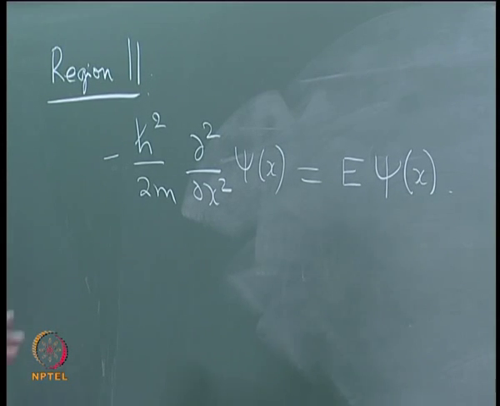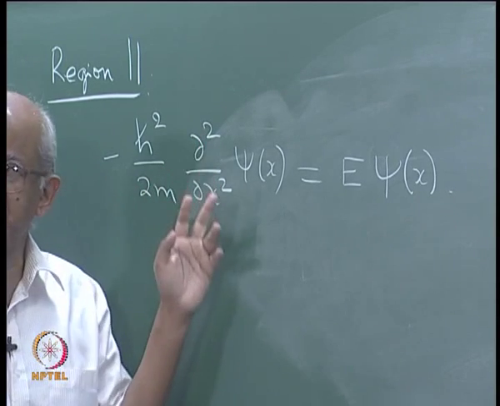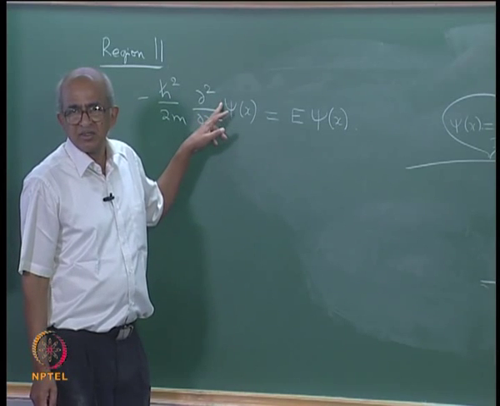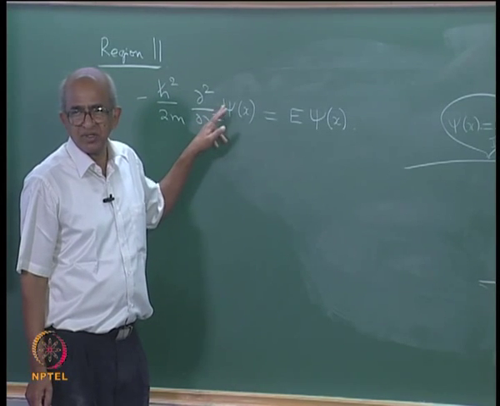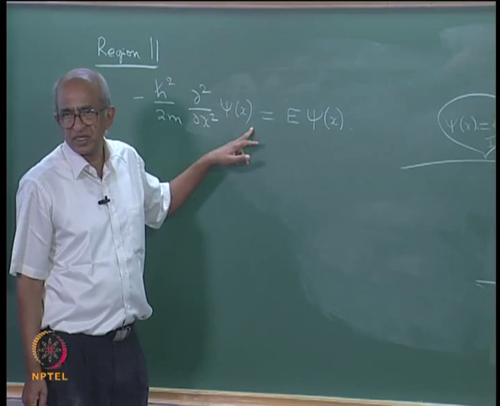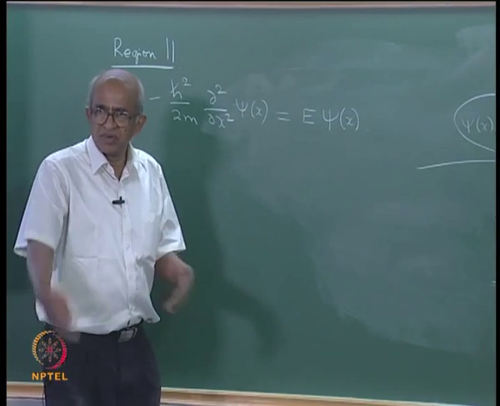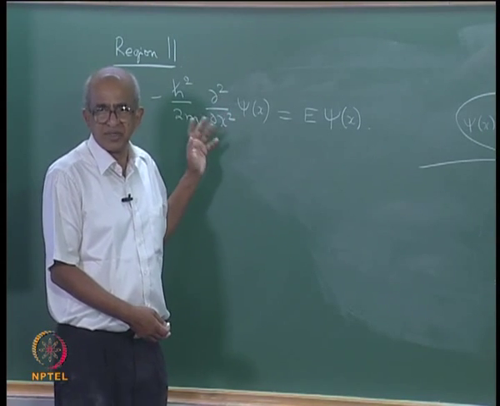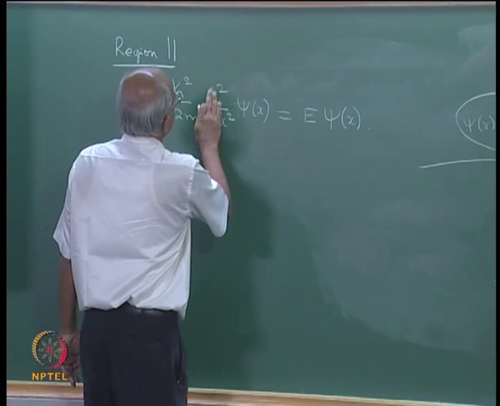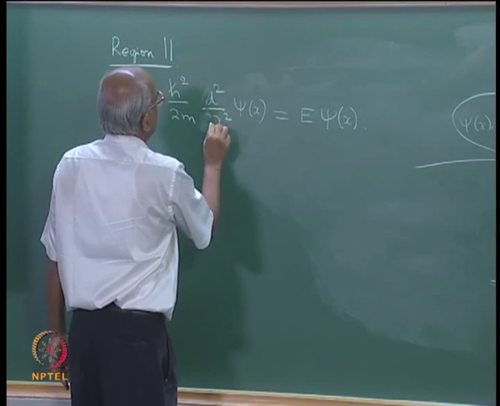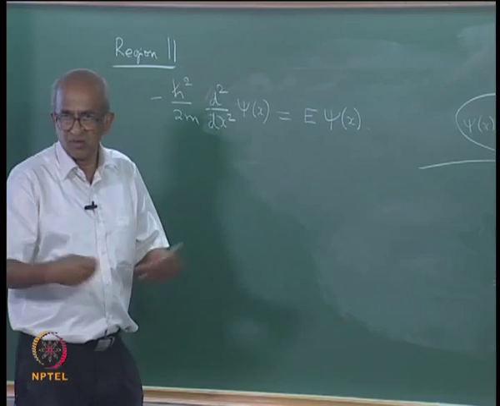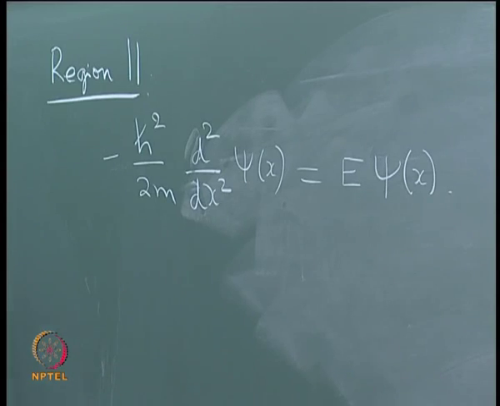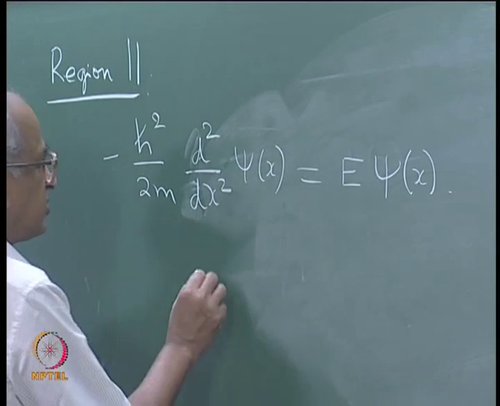Now, here again, if you look at this partial derivative notation that I am using, strictly speaking, this is not necessary, because this partial derivative is going to operate upon psi, which is a function of x alone. There is no other variable on which psi depends, and therefore, there is no reason for me to use the partial derivative notation. So, I could have as well written d square upon dx square without making any error, so to say. So, let me rearrange this equation slightly.